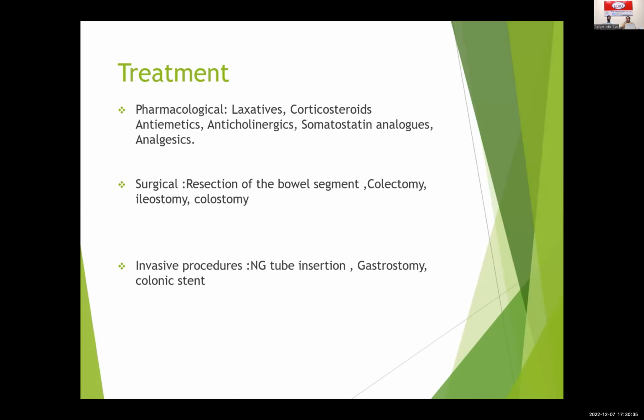Okay. So we are going to treat this patient now. We are going to conservatively treat this patient now. And for that, I have categorized into three: pharmacological, surgical, and invasive procedures. When it comes to pharmacological management, first and foremost, you have laxatives. What type of laxatives do you prefer to give this person? The person is having intestinal obstruction. What laxatives are you planning to give? Is it bulk forming, stimulant laxative, or is it stool softeners? What do you prefer?